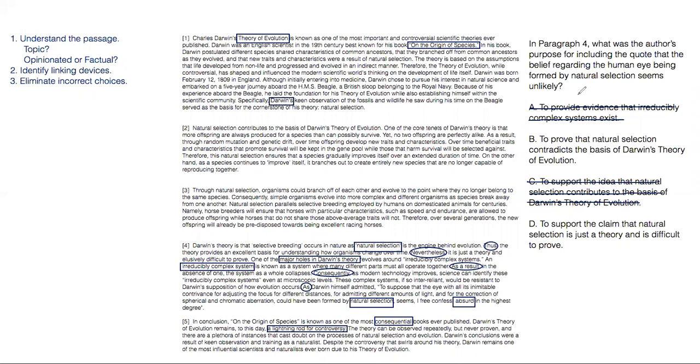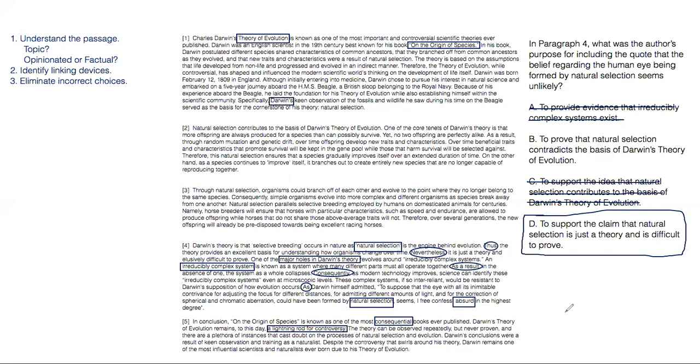Now, if we look at our last 2 answer choices, to prove that natural selection contradicts the basis of his theory of evolution, and to support the claim that natural selection is just a theory and is difficult to prove, at this point, it seems like we are able to confidently choose answer choice D. We've gone through our different strategies here, and these linking devices are the most helpful thing that you can use to choose your correct answer.